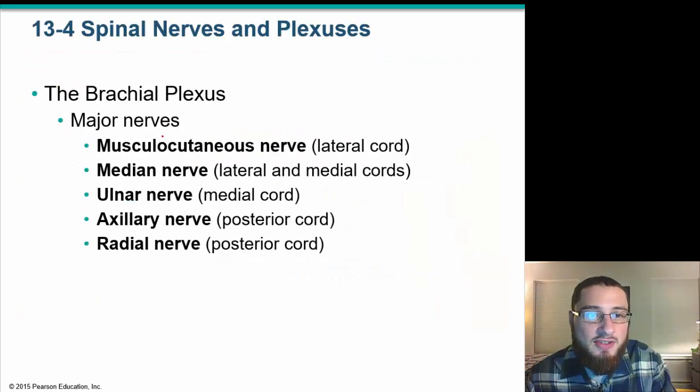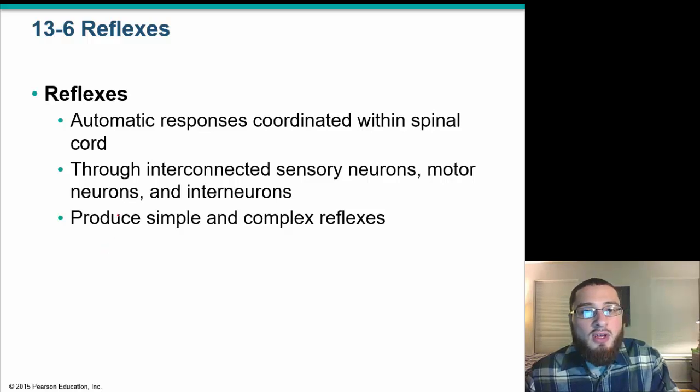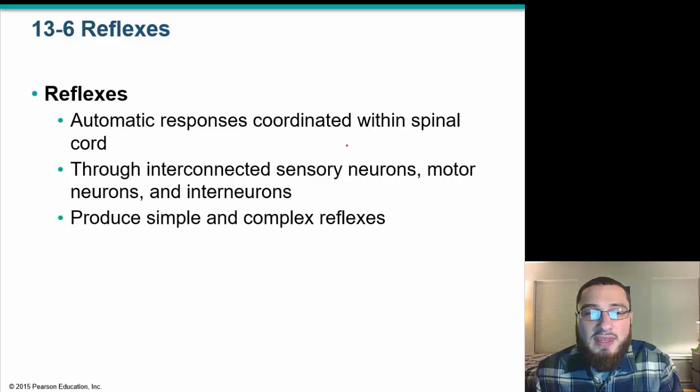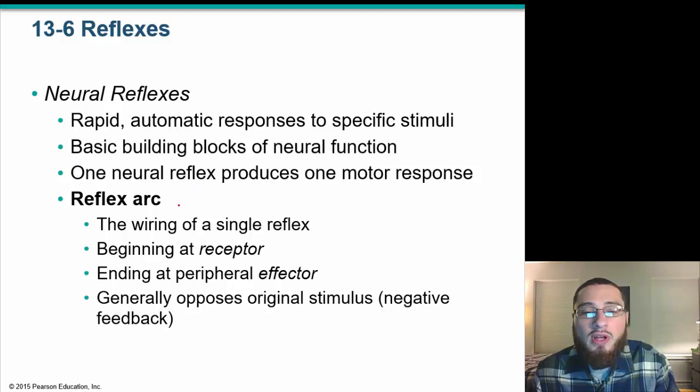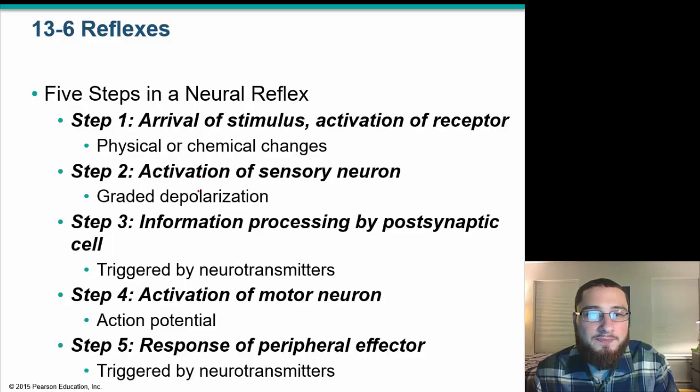The brachial plexus is a major one, and contains other major nerves: the musculocutaneous nerve, median nerve, ulnar nerve, axillary nerve, and the radial nerve as well. Automatic responses are coordinated within the spinal cord. That's what reflexes are. So the information doesn't even go up to the brain. The spinal cord is able to get that information and send back what we want to do or how we want to respond to it. We call it a reflex arc.